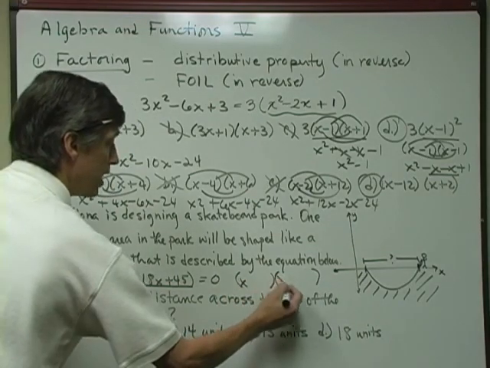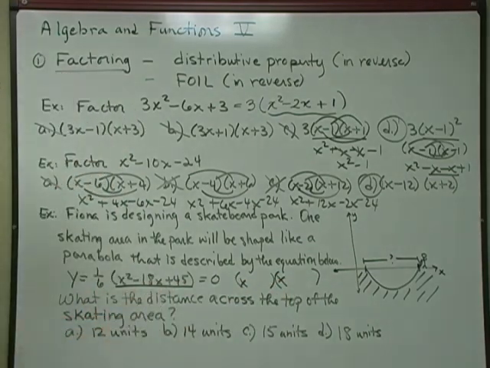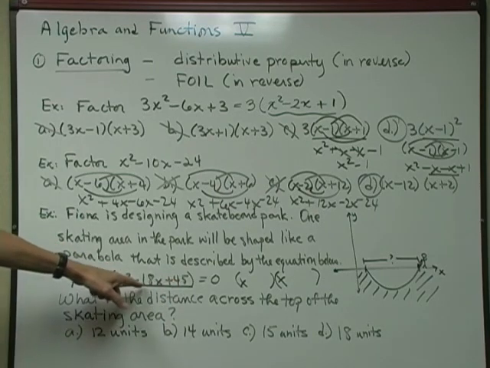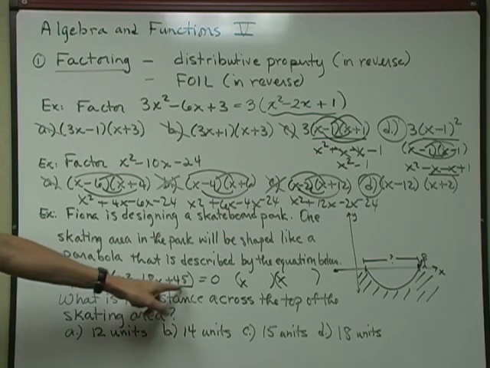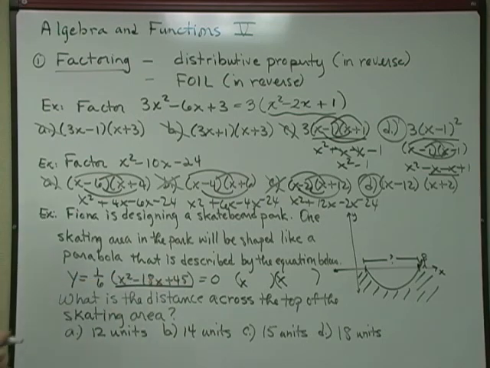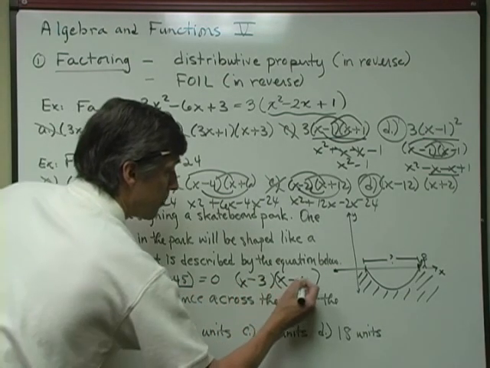I'm going to need an x and an x to get the x squared, and I'm going to need two numbers who have a product of 45, but also have a sum of negative 18. Now, there's not a lot of numbers that give you a 45 there. 45 could be 9 times 5, it could be 45 times 1, but more importantly, it could be 15 times 3. I need a negative 18, so I need a minus 3 and a minus 15.